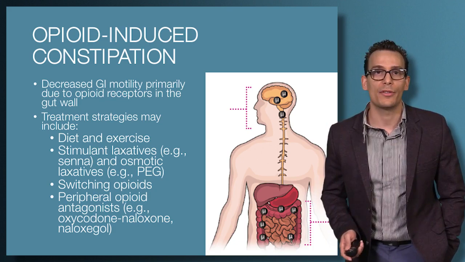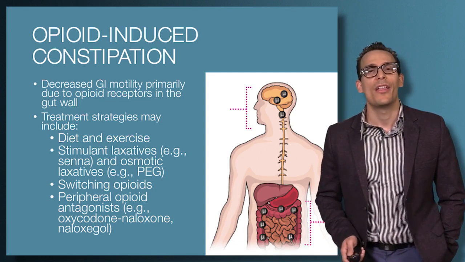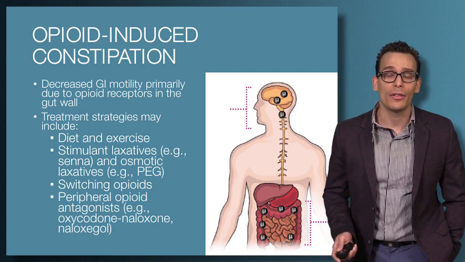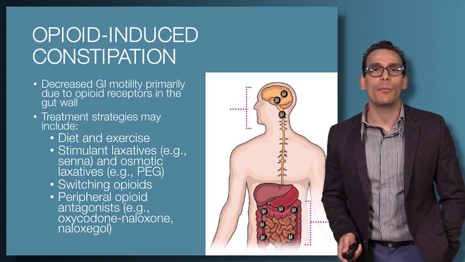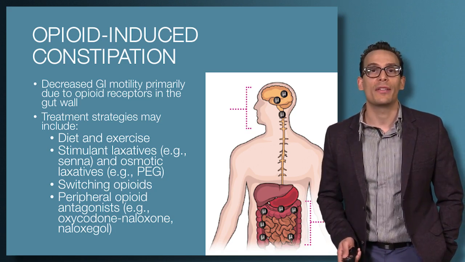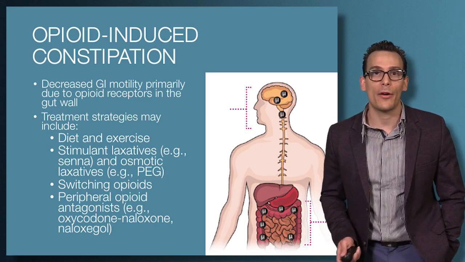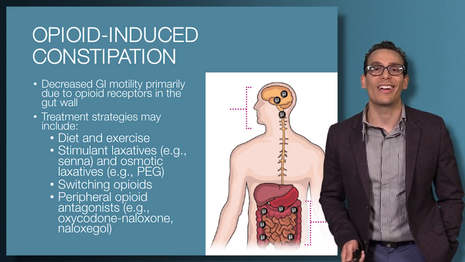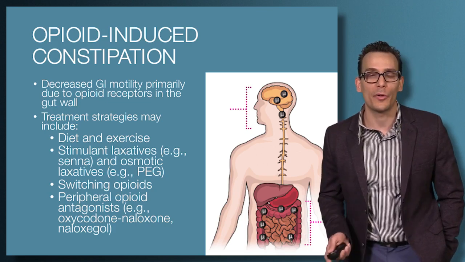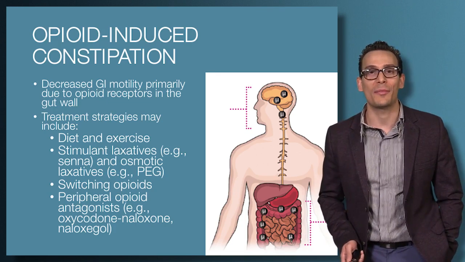Naloxegol is another peripheral opioid antagonist that has a similar chemical structure to naloxone, except it has a large, bulky polyethylene glycol side chain, which makes it even more difficult to be systemically absorbed and even more difficult to cross the blood-brain barrier, and thus even more so restricted to the gut and to bind to those opioid receptors there and treat opioid-induced constipation.